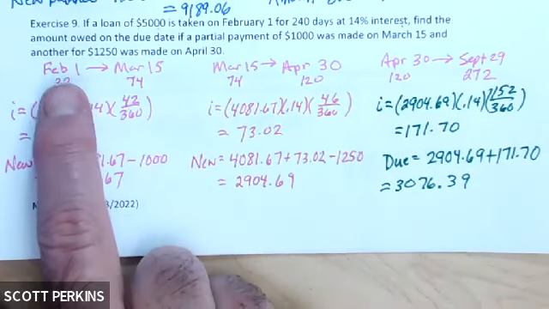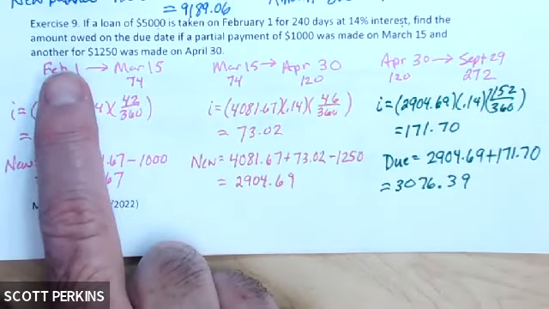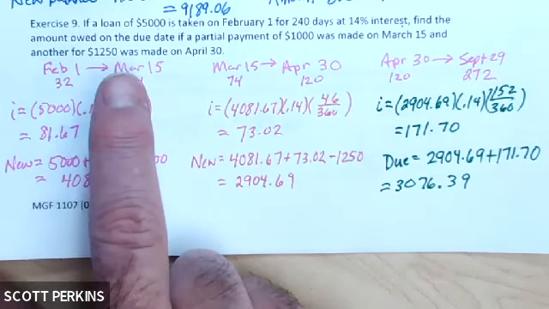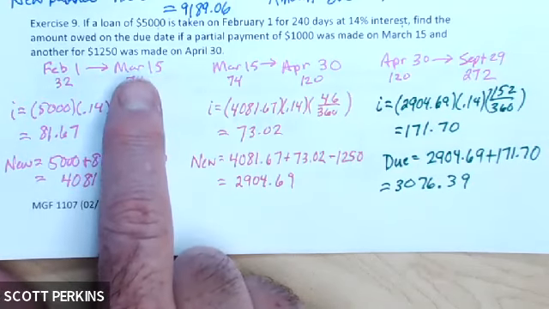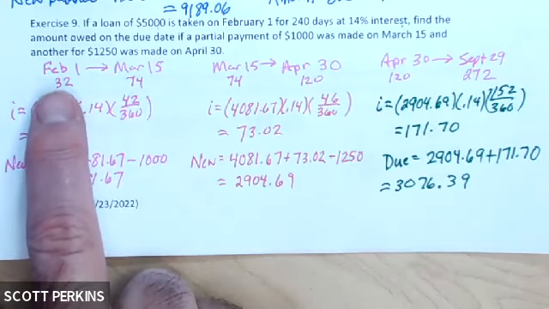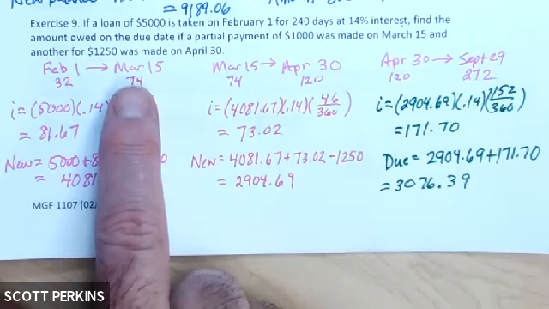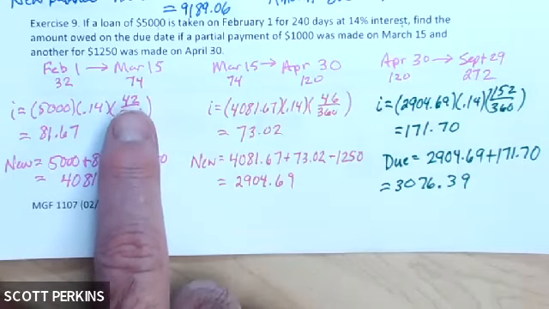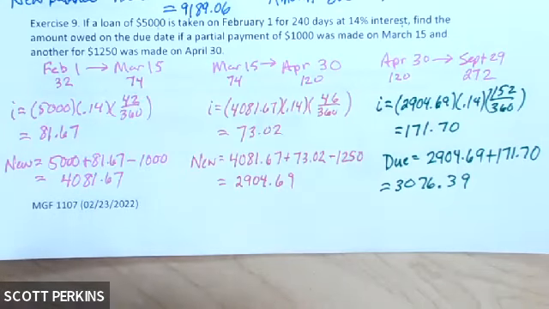The first thing I asked you to do was go from February 1st, the date we took out the loan, until March 15th. Using the table, February 1st is the 32nd day, March 15th is the 74th day. When I subtract that, that's 42 days. I'm going to use that as my time.